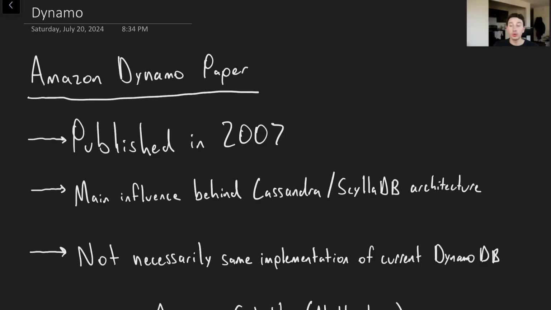get started. Cool, so today we are going to be talking about the Amazon Dynamo paper. So to give a little bit of context, the Dynamo paper was published in 2007, although it seems like they actually rolled out Dynamo internally a couple years earlier.